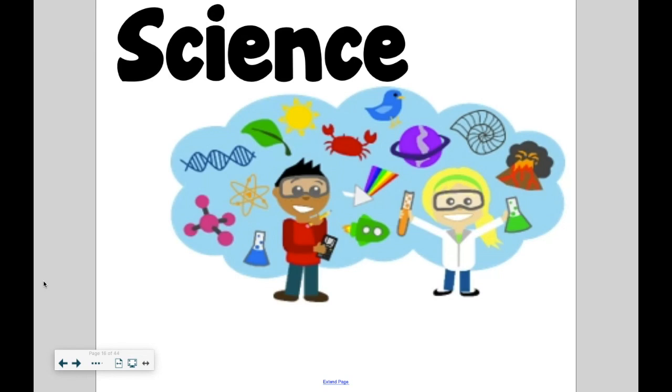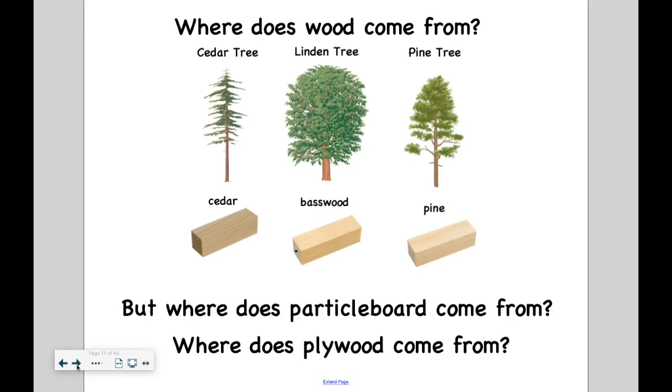Today, we will be doing a couple more experiments to learn about where wood comes from, especially particle board and plywood. I want you to think back to earlier this week when we talked about where wood comes from. We talked about how wood comes from trees. The cedar wood always comes from a cedar tree. Basswood always comes from a linden tree. And pine always comes from a pine tree.